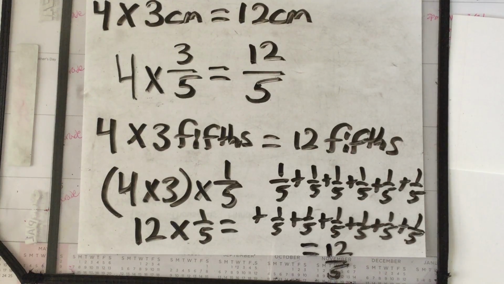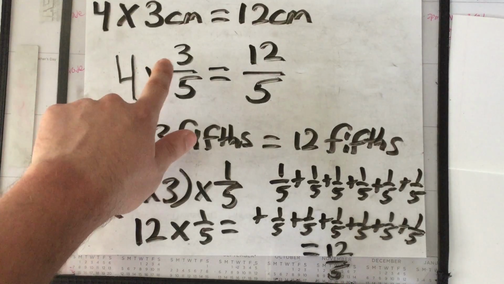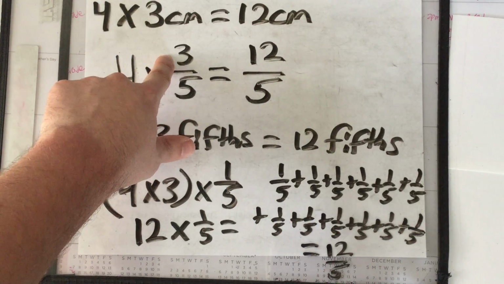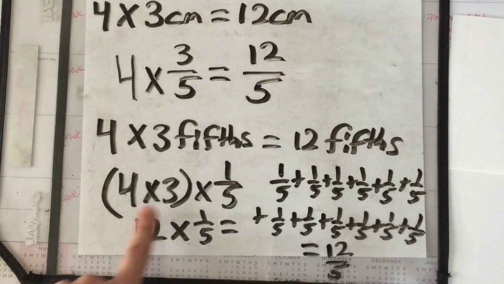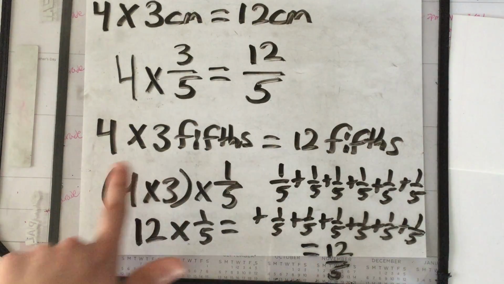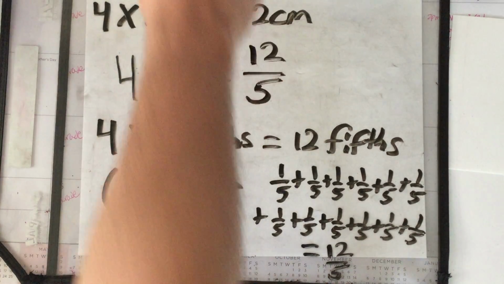12/5. So what we're doing here is we're taking the whole number, multiplying it by the numerator, and getting our answer. Here it is shown a different way, and here it is shown yet another way. This is the math that we're doing. This is the math we're doing in our head. This is where we're leading. So let's give this another try with a different example here.